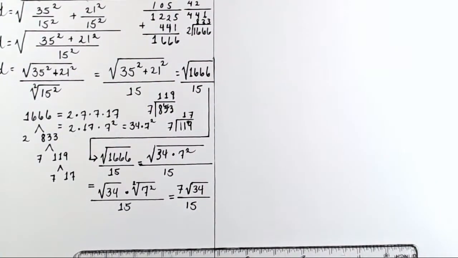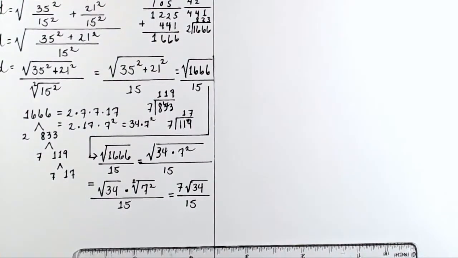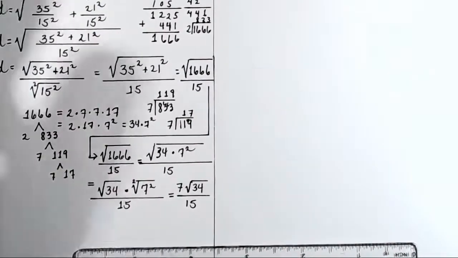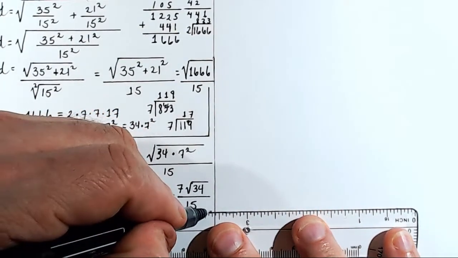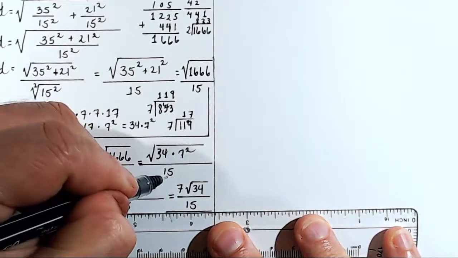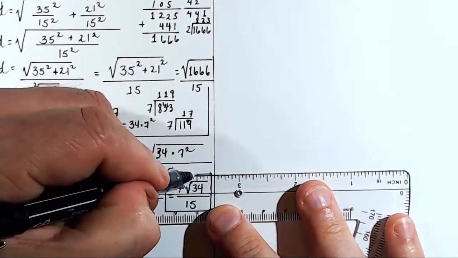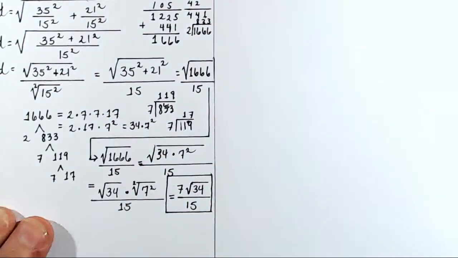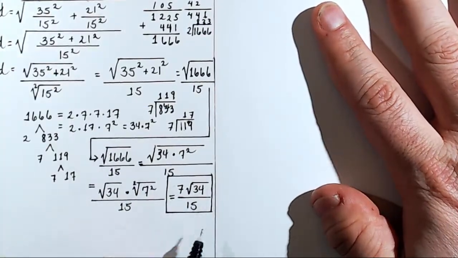Okay? And there's no way to reduce this down any further. Because we use prime factoring, we can be sure of it. So this is the distance between those 2 points. Let's go back to our problem and see if that's one of our answers. 7 square root 34 over 15.